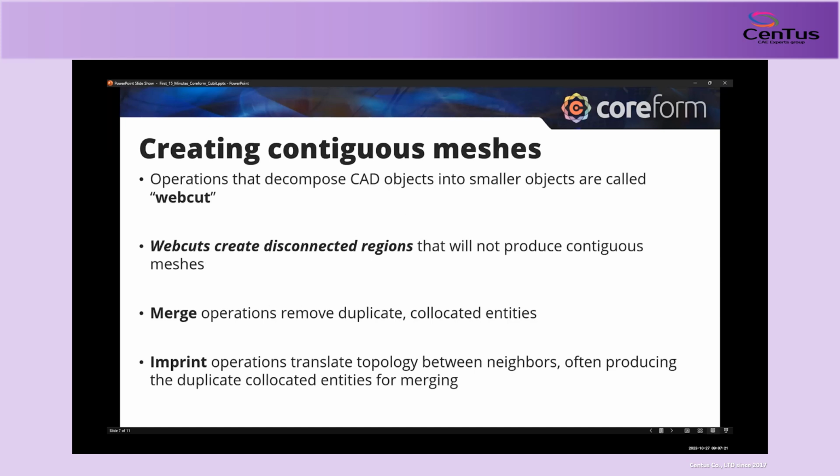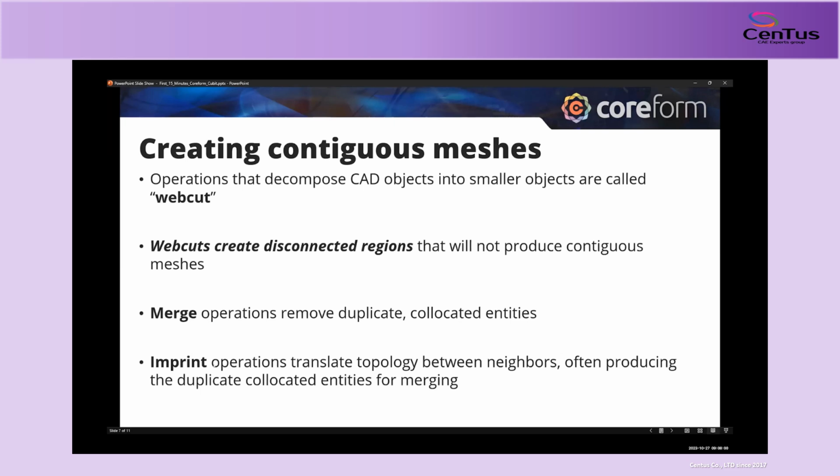And a second big concept to understand, when you want to create contiguous meshes, is that the operations in Cubit that decompose CAD objects into their smaller objects for meshing are called web cuts. And in Cubit, unlike some other tools, web cuts create disconnected regions that will not produce contiguous meshes across. So we need to merge duplicate co-located entities, like two surfaces that are duplicates between two volumes. We'll need to merge those together so that instead of two independent surfaces, there's only a single surface that's shared.